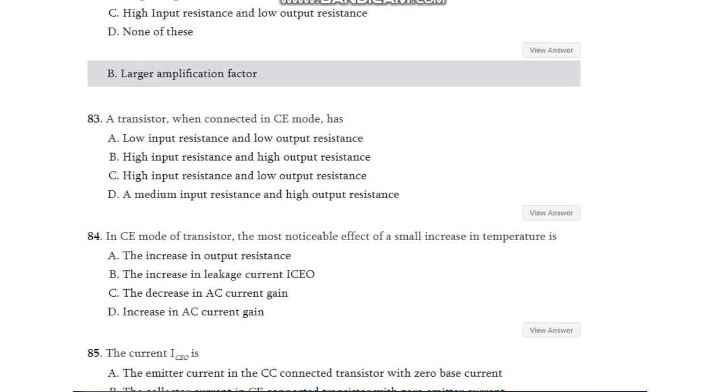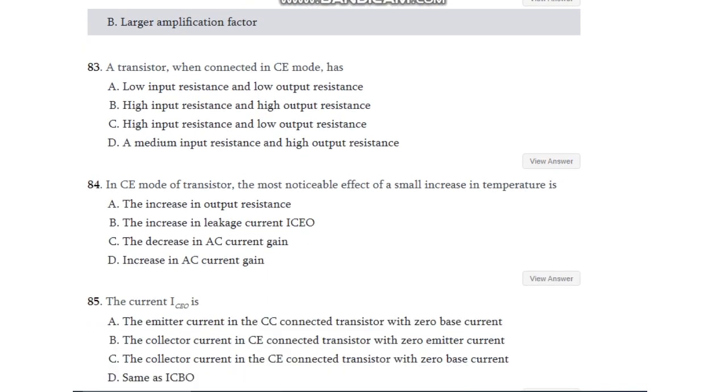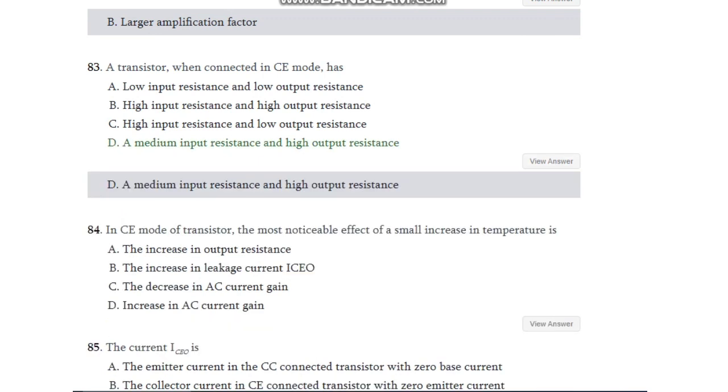The 83rd question: a transistor when connected in CE mode has low input resistance and low output resistance, then high input resistance and high output resistance, high input resistance and low output resistance, a medium input resistance and high output resistance, and the answer is D, that is a medium input resistance and high output resistance.